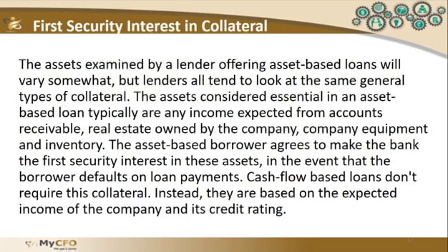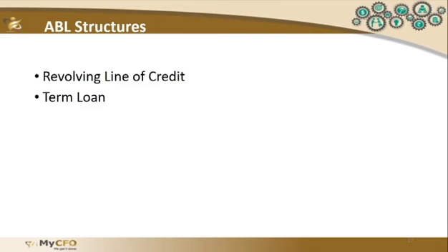So what happens is, because the lender has a first security interest, they are senior in terms of receiving funds in the event of liquidation of the company. Cash flow loans don't require this collateral. Instead, they are based on the expected income of the company and its credit rating. So this is one of the features of ABL, that the lender is generally the first security interest holder in the collateral. The ABL can be structured in different ways.